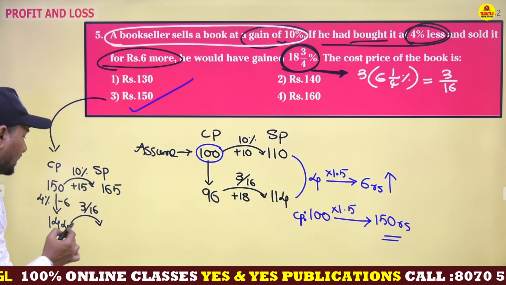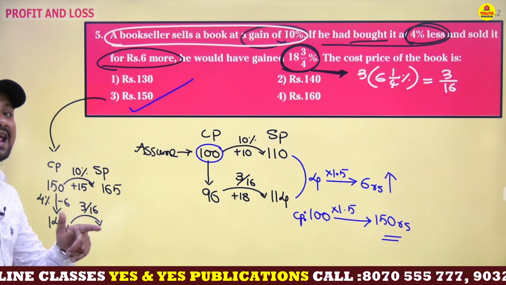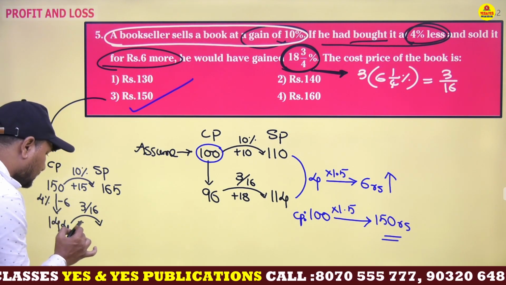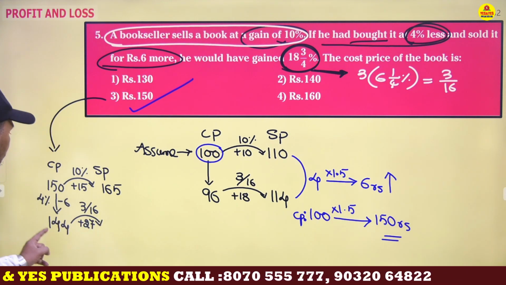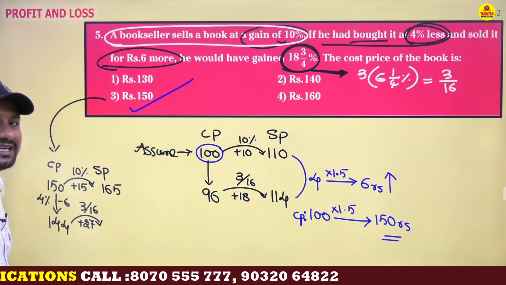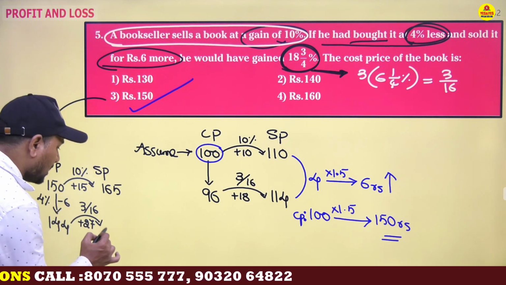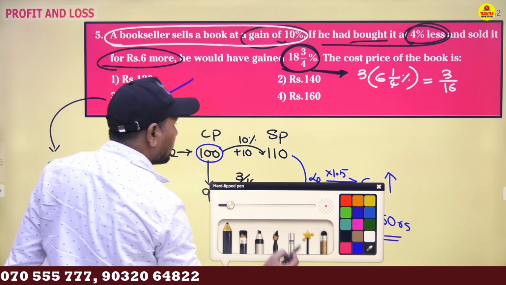Okay. Now it is 3 by 16th of 144. 16 into 144, 9 times. 9 times 3 is 27. Now here you are taking 27 rupees profit. 144 plus 27, how much is it? 171 rupees. Now you can understand the clear point.